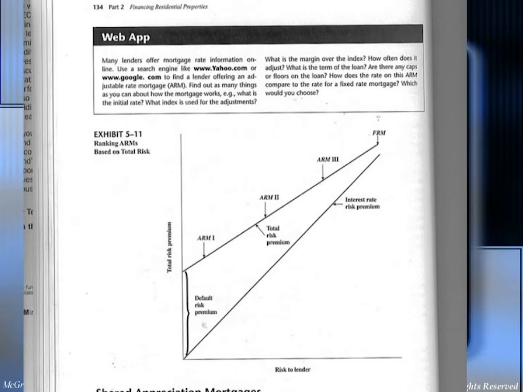Again, with ARM 3, the risk to the lender goes up, so the total risk premium goes up, but again, not proportionally as much because the default risk goes down. And then finally, you get to the fixed rate mortgage.